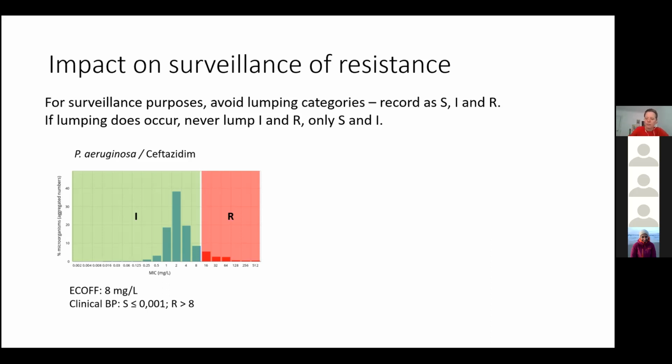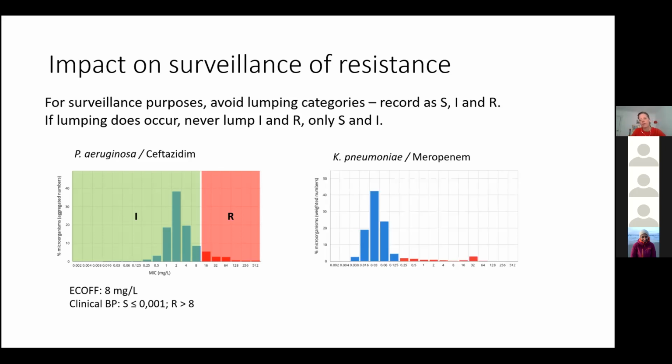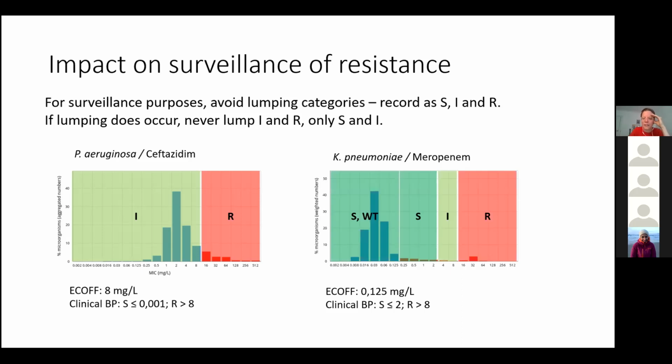And it can actually get even more complicated. Just a little example here with Klebsiella pneumoniae and meropenem, where you've got the wild type distribution up to 0.125 and the clinical breakpoints of 2, or S less than or equal to 2, and R more than 8. So there you have actually an S category comprising both wild type isolates and acquired low resistance. Then we've got the I category covering the MIC 4 and 8, where you can treat with high dose meropenem, and then the R category. And this is just to show that it can actually get even more complicated.